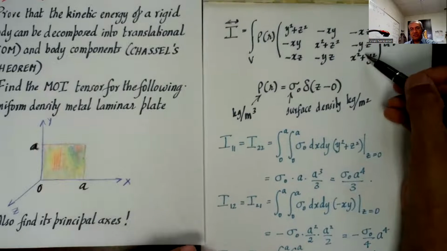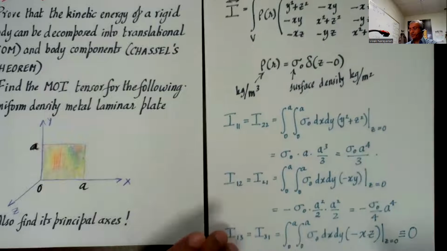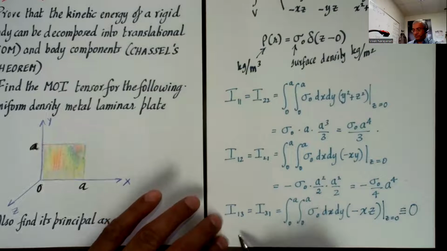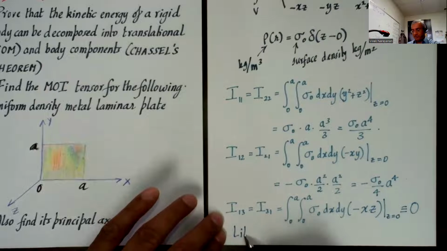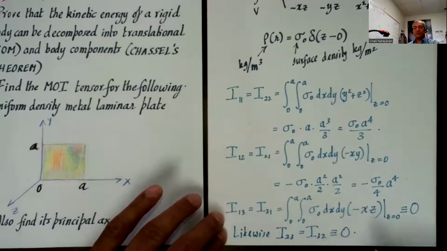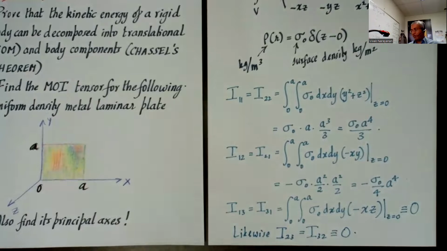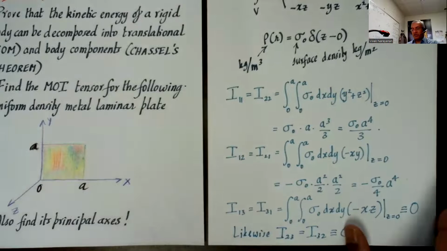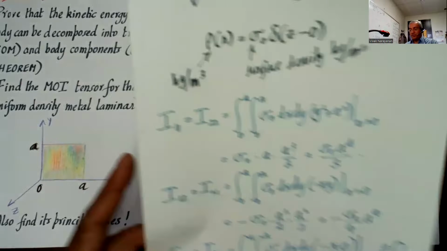In the same manner, the yz term will also vanish. So I won't write that. So likewise, I23, which is the same as I32, will also be identically 0. So the delta function takes care of a lot of things. Now the one term that's missing is I33. So let's figure out what that is.